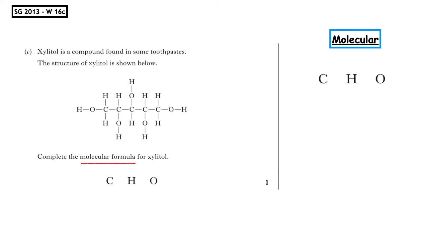If we count the number of carbons given in the structure, we have 5. So the start of the molecular formula will be C, then a 5. The chemical symbol for hydrogen is H, and if we count the number of hydrogens given in the structural formula, we have 12. The symbol for oxygen is O, and we have a total of 5 oxygens given there. So the molecular formula for xylitol is C5H12O5.